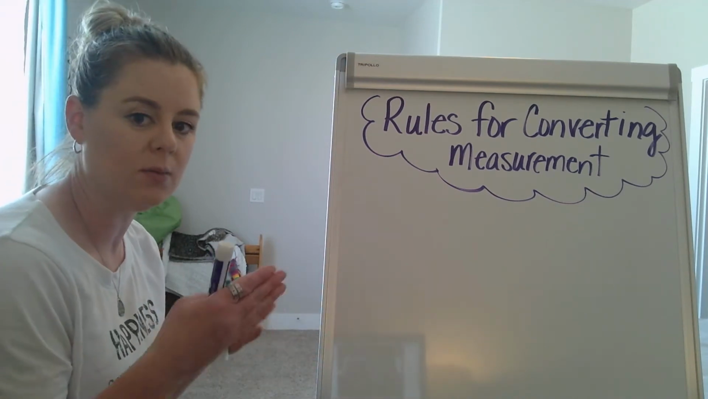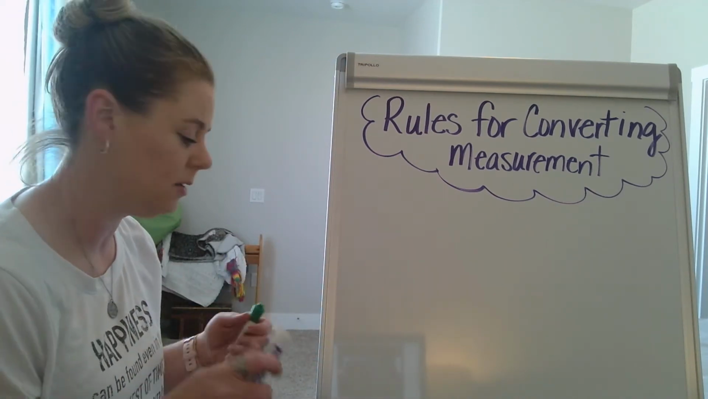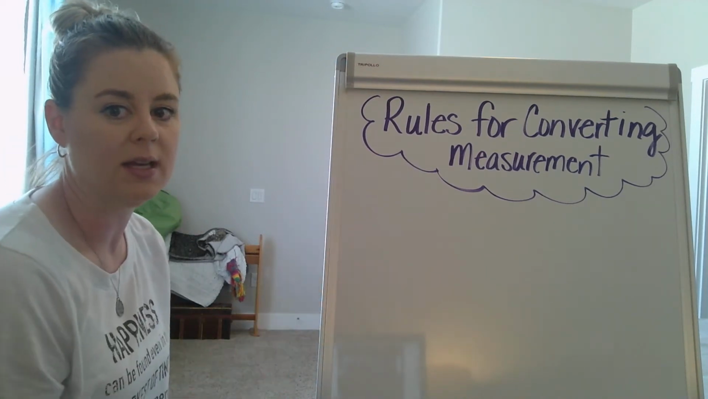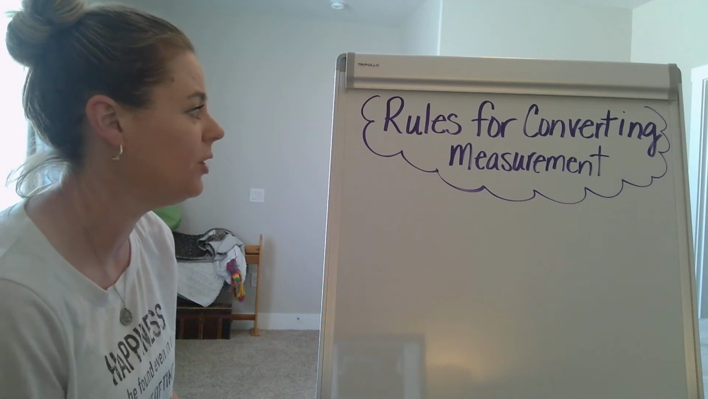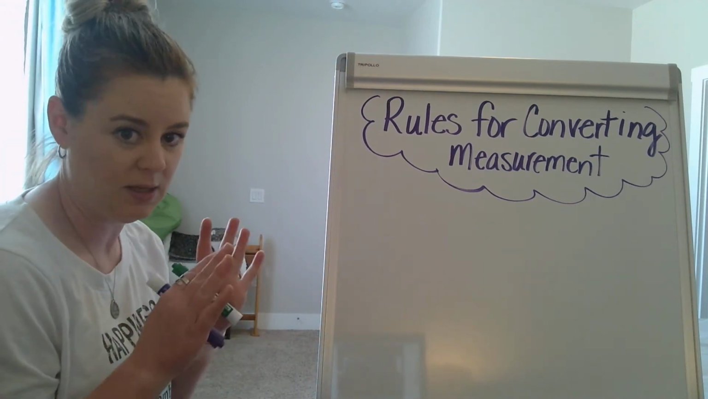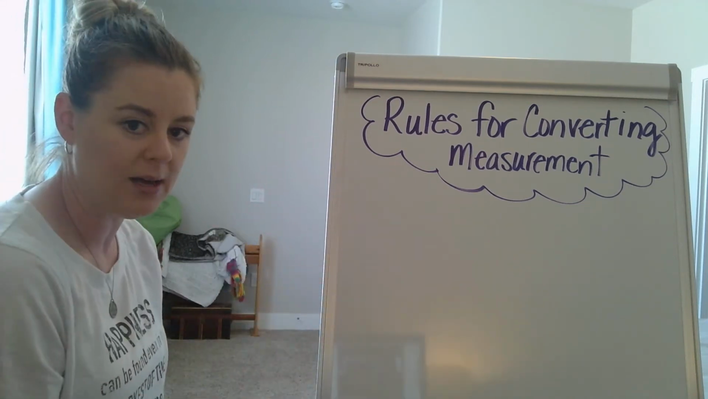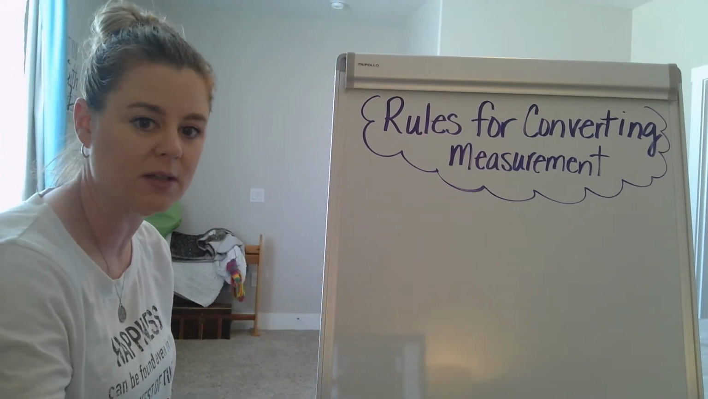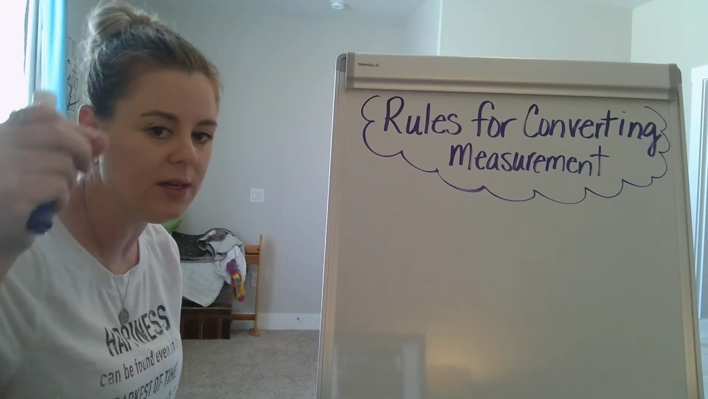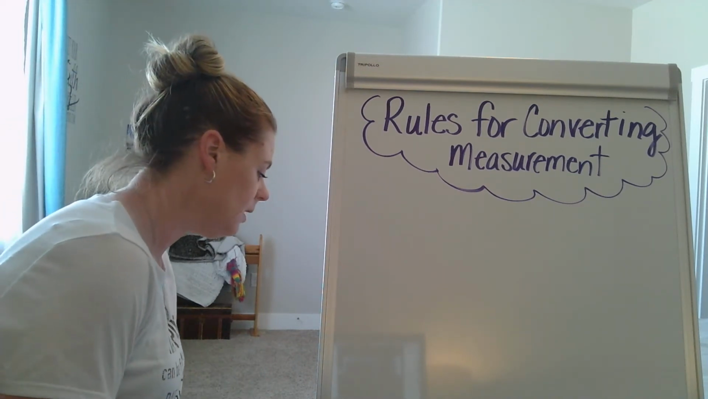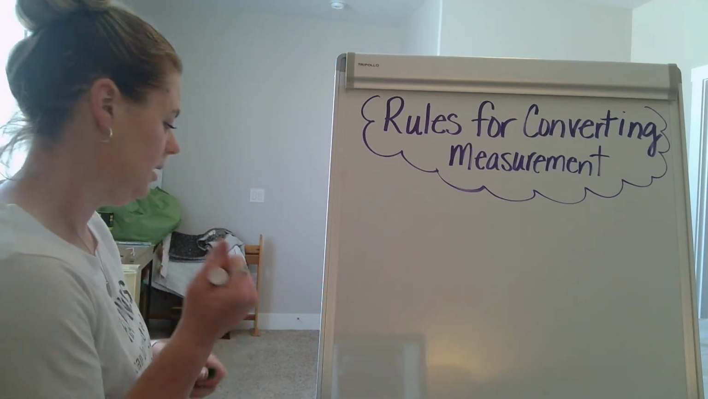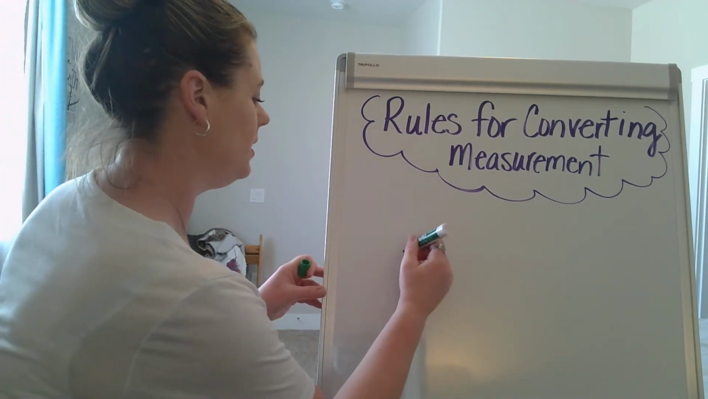Okay, so we're going to go over that today, and I want you to have your paper out and ready to go again. Go ahead and put this at the top: rules for converting measurement. And really, it's pretty simple. We're going to do 2 little clouds, and you should have that in front of you also, but I want you to write it again because that helps engrave it into your brain.